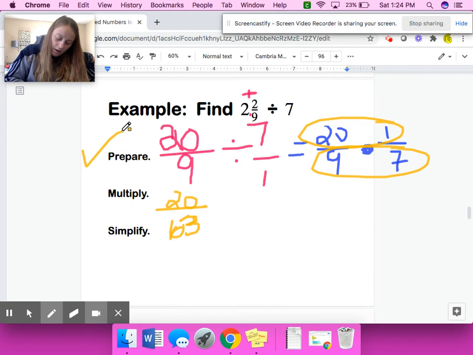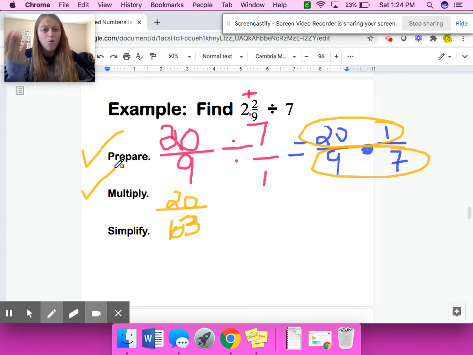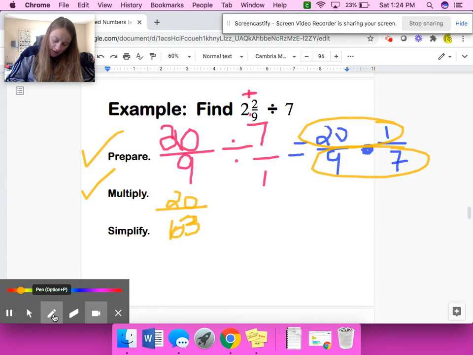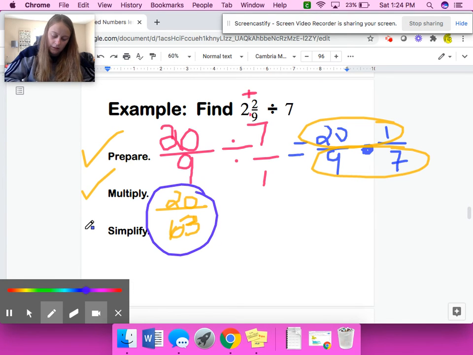So I have prepared, I have multiplied. Now I'm on to simplifying. I need to think, is there anything I can pull out of a 20 and out of a 63? Don't think there is. I can't pull out a 2 from 63 or a 10 or a 4 or a 5. And those are all of my factors of 20. So I can't simplify any more, giving me my final answer of 20 over 63.